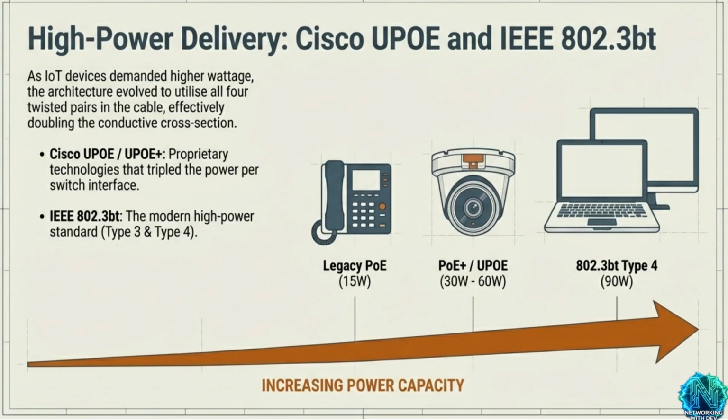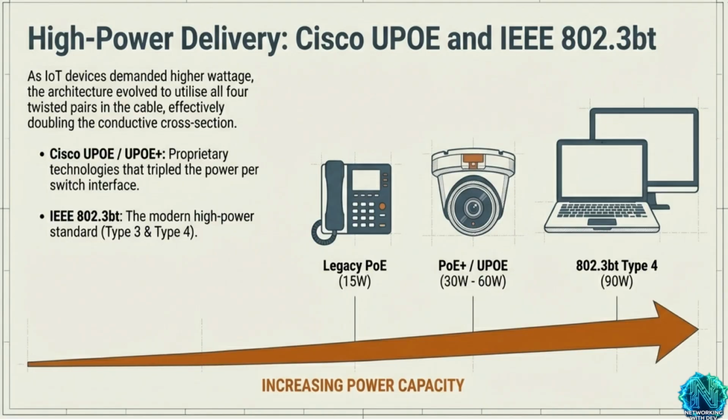Standard PoE served us well for phones and basic cameras, but as our devices got smarter, they also got hungrier for power. To meet this demand, engineers stopped using just 2 of the twisted pairs in the cable and started utilizing all 4. By effectively doubling the conductive cross-section of the wire, we can now move much higher currents without melting the insulation. This led to the development of Cisco UPoE, a proprietary technology that tripled the power available per interface. Today, this has evolved into the industry-wide IEEE 802.3BT standard, often called PoE++.